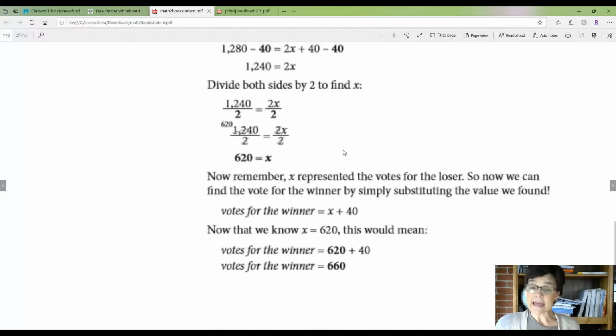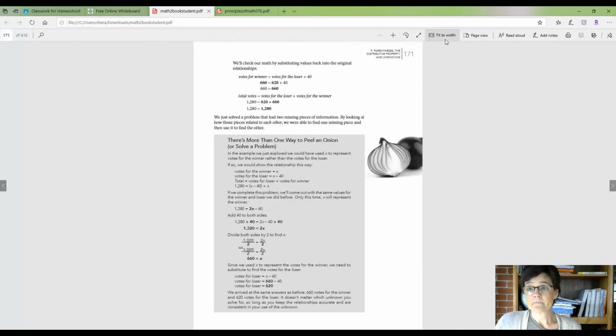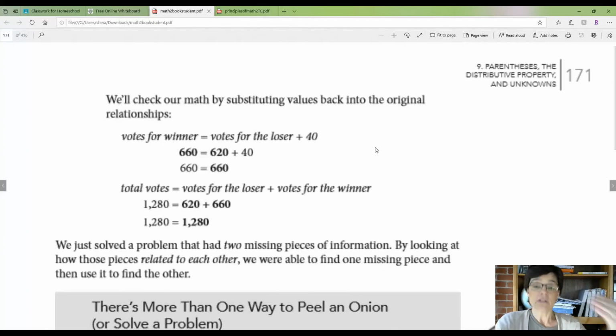We're left with X is 620. Now remember, X represents the votes for the loser. So now we can find the votes for the winner by simply substituting the value we found. Remember, the votes for the winner was X plus 40. We know that X is 620, so that would mean that the votes for the winner were 660. Check your math by plugging in the numbers. Votes for the winner equals votes for the loser plus 40. Add that, yes, that equals the total votes, which was 1,280. Either way, you plugged in the numbers and you got it.